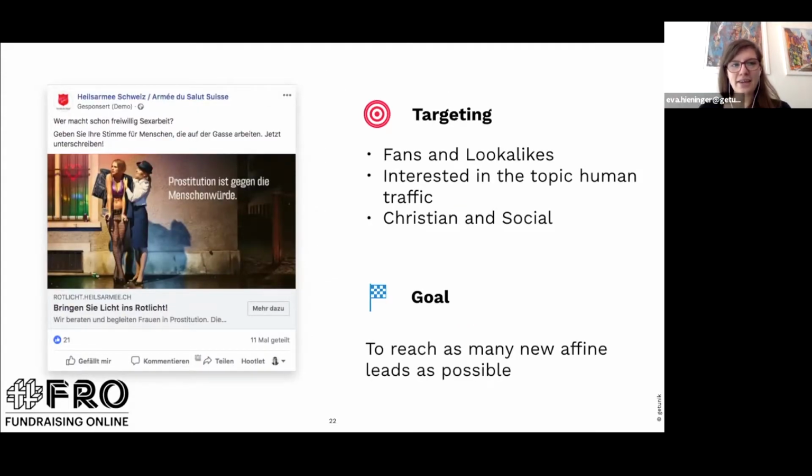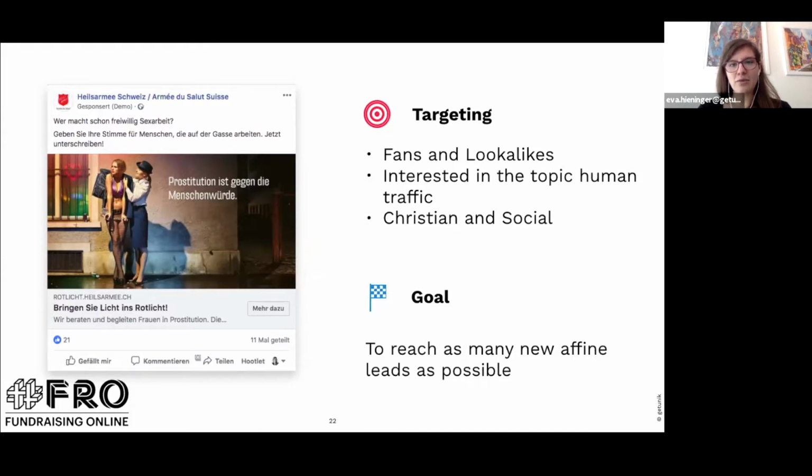So this is the ad we placed on Facebook. We always had the same key visual, but always with different claims and different post texts. And the claims were quite provocative and also something people wouldn't expect from Salvation Army. Therefore, there were a lot of comments going on, which actually increased the reach of the campaign on Facebook, which was good for the campaign in general.